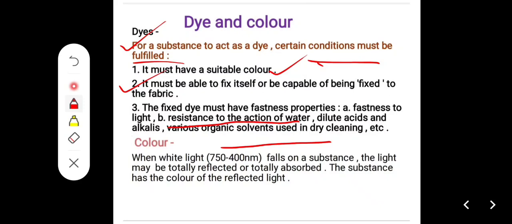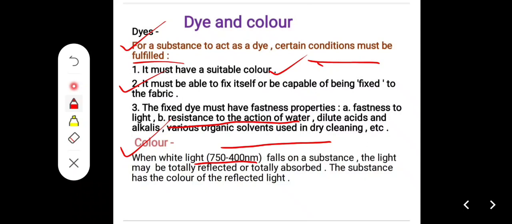Color: when white light, that is 750 to 400 nanometers, falls on a substance, the light may be totally reflected or totally absorbed. The substance has the color of the reflected light. If all of the light is absorbed, the color would be black. If all of the light is reflected, the color will be white.